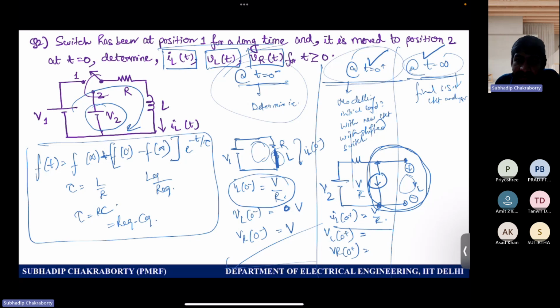To find the voltage across the inductor, I did this at t equal to 0 plus. Don't confuse that no current will flow. Current will flow. This is the complete inductor model, this part. So VL 0 plus, to determine it, I modeled the inductor with the initial condition. So now you tell me what is VL 0 plus? Apply KVL: V2 minus the current, V by R, flowing into R. Sorry, V1 by R. This is V1. So V2 minus V1.